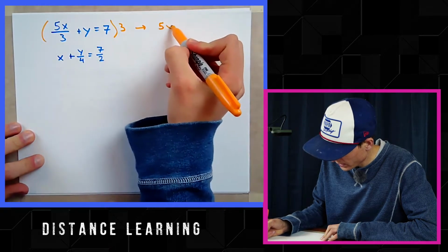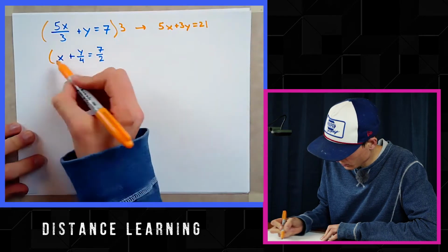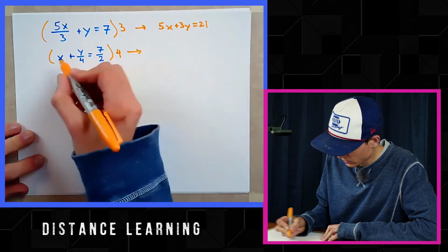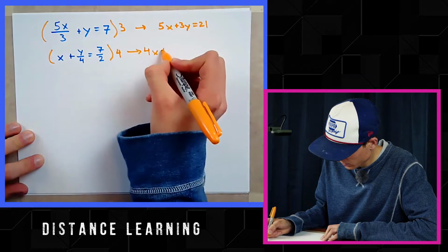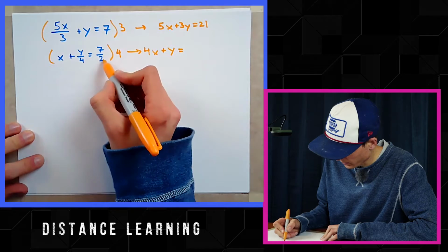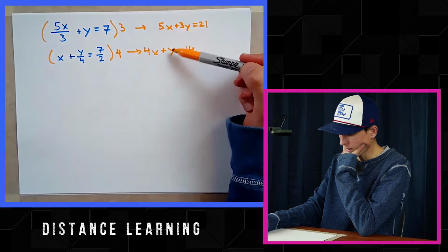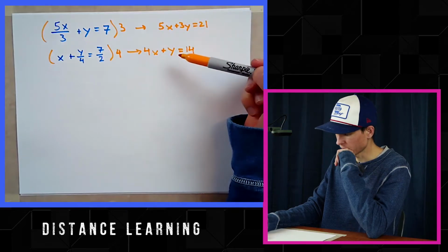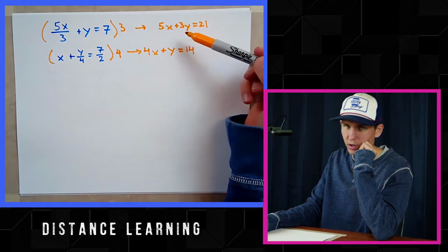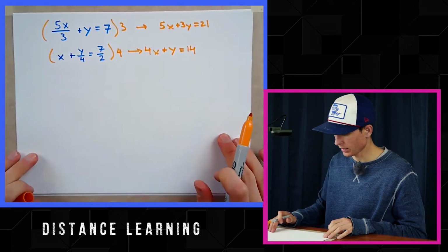So I will have 5x plus 3y equals 21. And this one will have to get multiplied by 4. So I'm going to have 4x plus y is 7 times 4 is 28. 28 divided by 2 is 14. Alright. I cannot cancel them right away. However, if I multiply this one by a -3, I could cancel. So I don't need to multiply both equations this time. Even though I already had to do both of them there to get rid of the dang fractions.